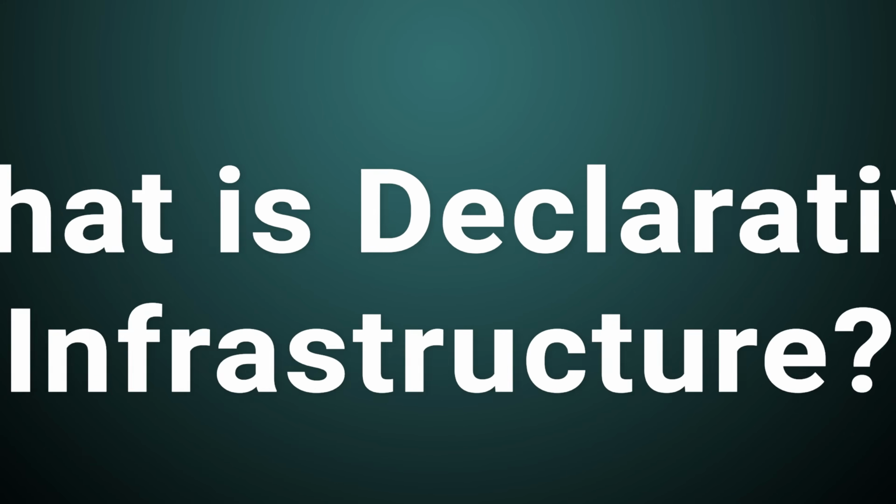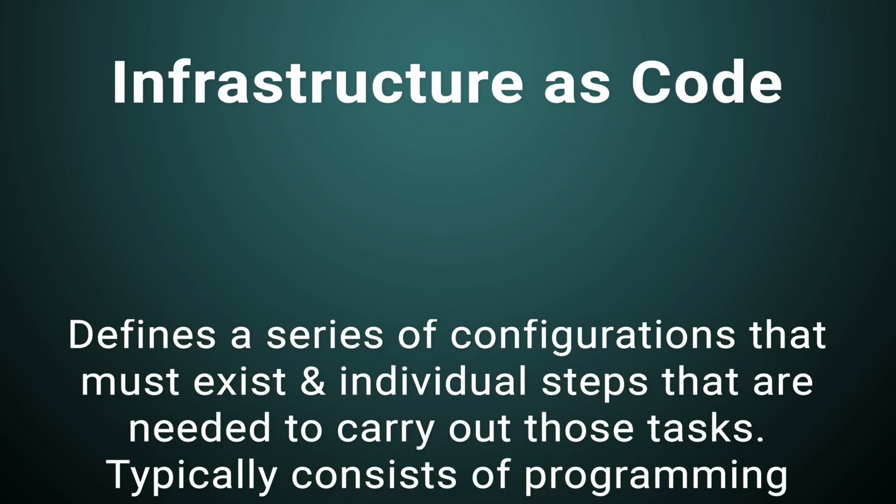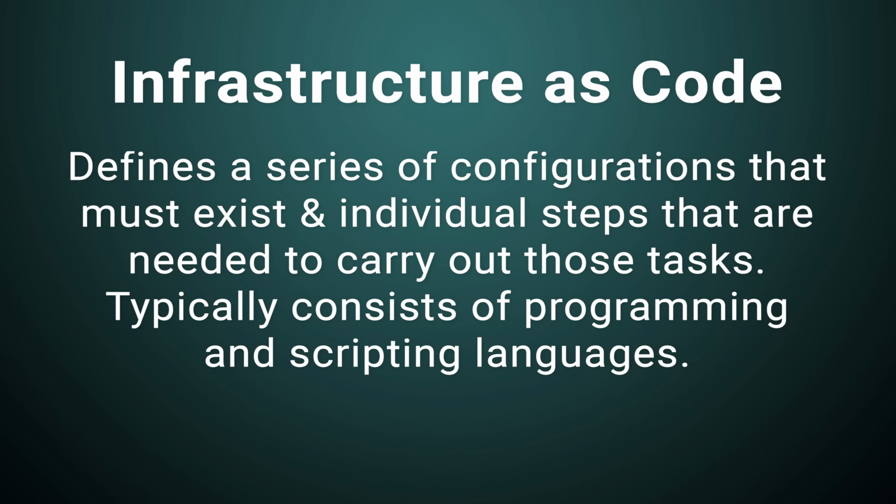I mentioned earlier that there are some things that we have to define before we get to Terraform, so let's take care of that right now. The first thing that I'm going to define is declarative infrastructure. So what exactly is declarative infrastructure? With infrastructure as code, you define a series of configurations that must exist, as well as the individual steps that are needed to carry out those tasks. Typically, this will consist of a programming or scripting language that's used to provide instructions to an infrastructure as code utility that will then carry out those tasks, and by the end of the process, you'll have infrastructure that matches the intended design and purpose.